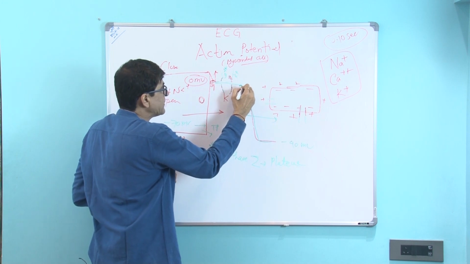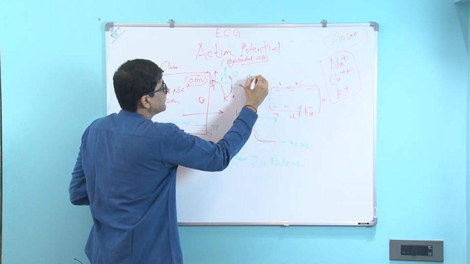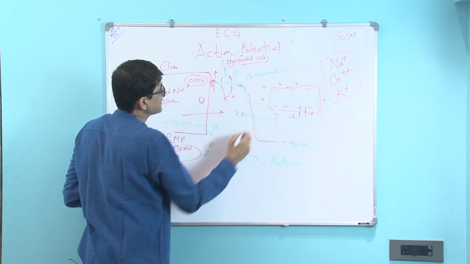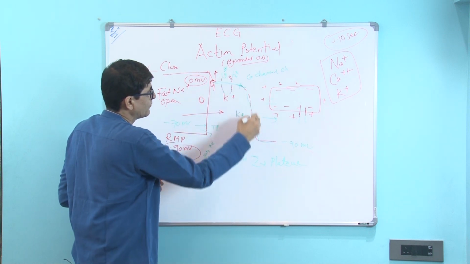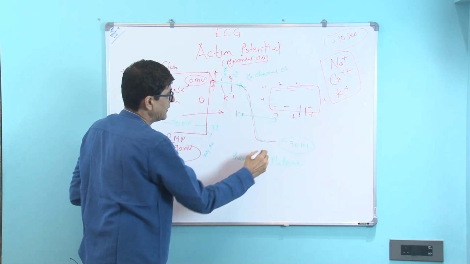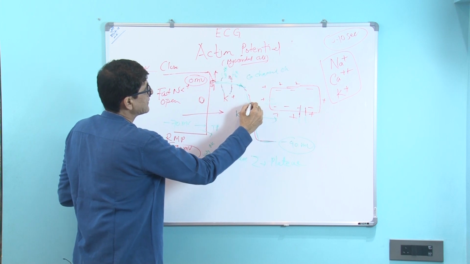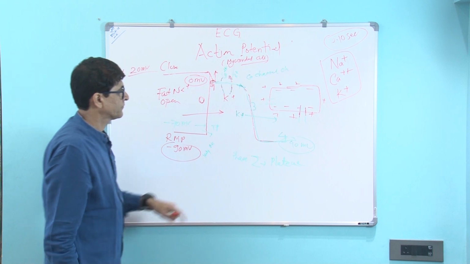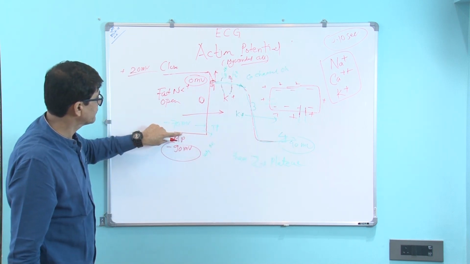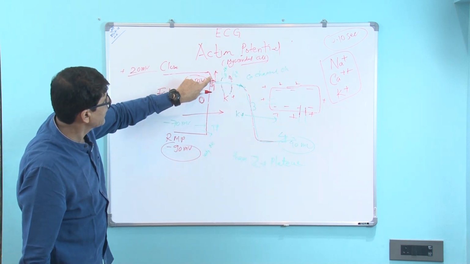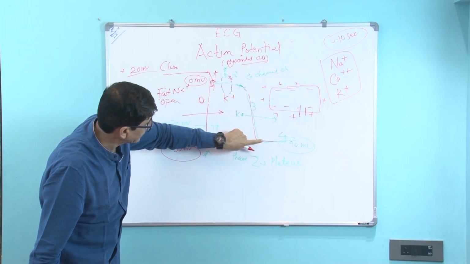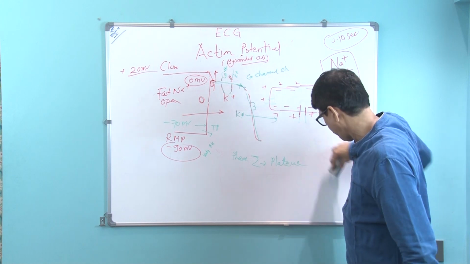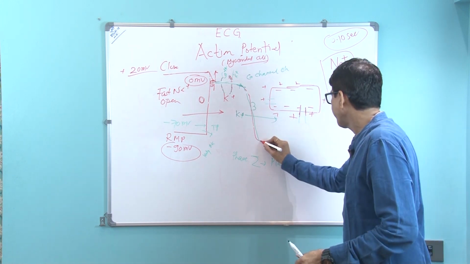What happens here? Here the calcium channel closes, but potassium goes out. So the voltage comes to minus millivolt, and this is phase 3, and this is phase 4. So phase 0, 1, 2, 3, and this is 4. What happens at phase 4?